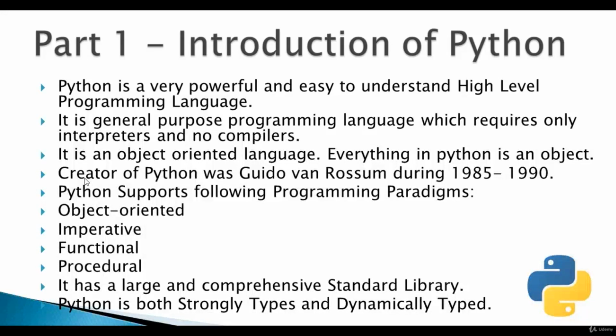Next thing is, the creator of Python was Guido van Rossum, during 1985 and 1990. Python supports the following programming paradigms. It is object oriented, it is imperative, it is functional, it is procedural, and it has a large and comprehensive standard library. Python is both strongly typed and dynamically typed.